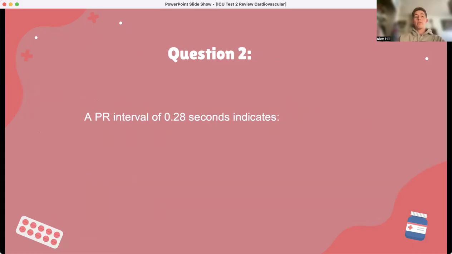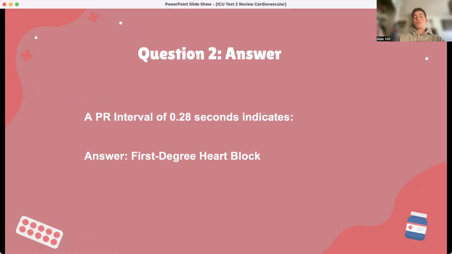PR interval of 0.28 seconds. So that's a long PR interval. And let's say that you have every QRS complex. That's first degree heart block, right? It's the best friend where he's stretched, but he never lets go.